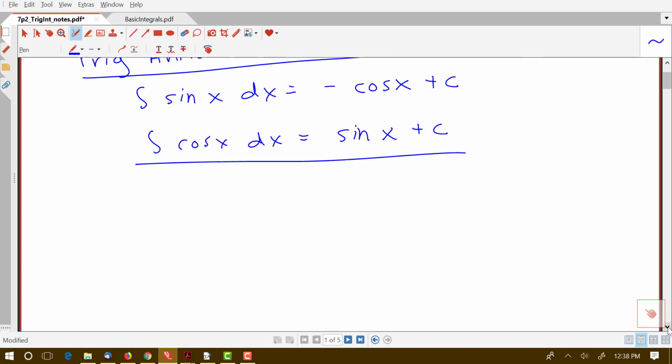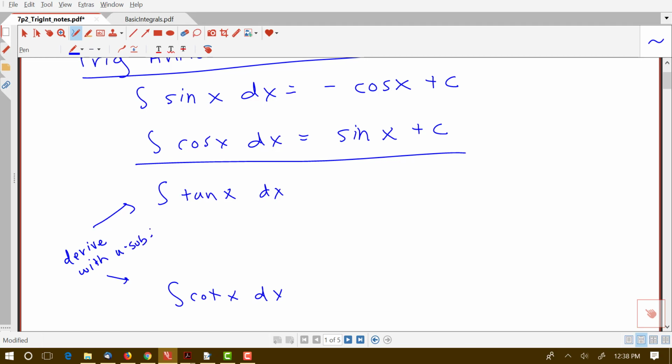So let's just remind ourselves what those rules are. So integral of tangent and also the integral of cotangent. Now, in case you've forgotten each of these rules, we can derive what those antiderivative rules are using u substitution. So notice that the integral of tangent can be written as the integral of sine over cosine.